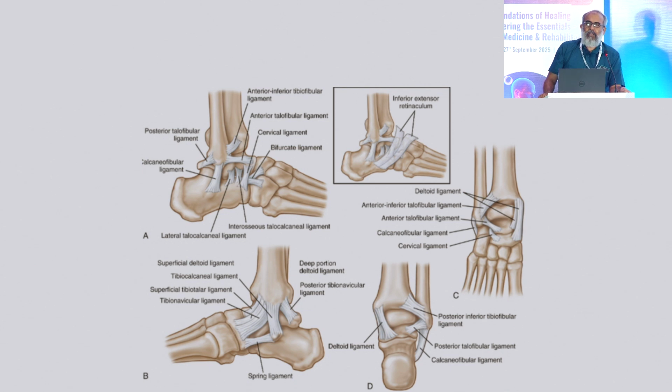You must have a very good idea about the ligaments on the lateral aspect and the medial aspect, mainly the deltoid complex and the ATFL complex, the lateral ligaments on this side. At least you must have a good idea about these ligaments. The bifurcate ligament, all these ligaments are there, but at least you must have a good idea about these ligaments and the syndesmotic ligaments in between the tibia and fibula.